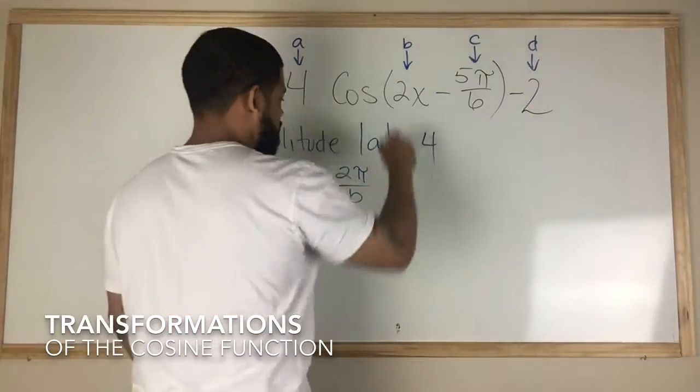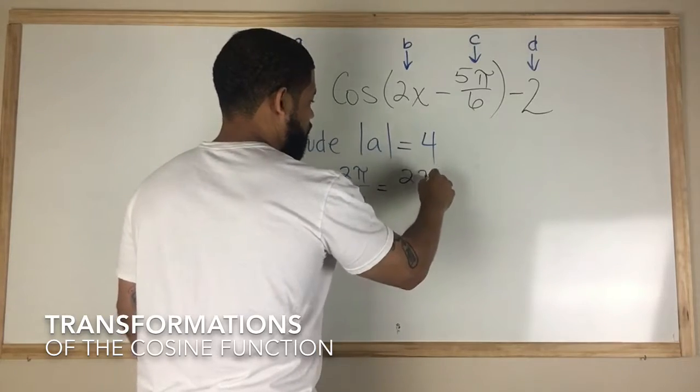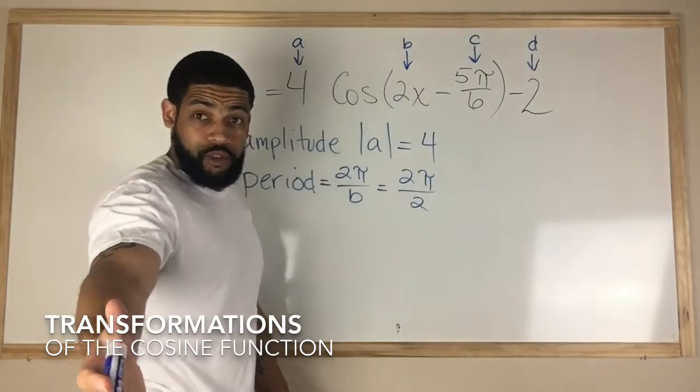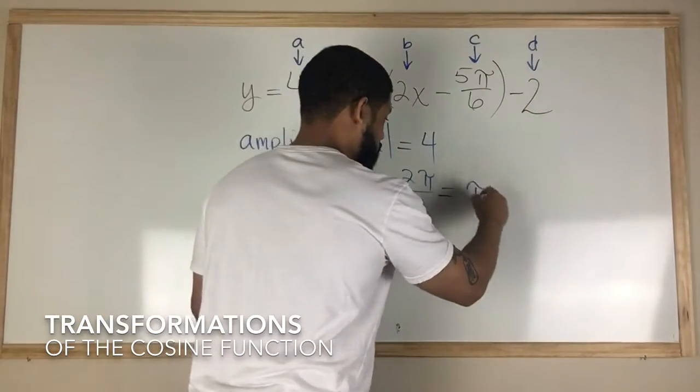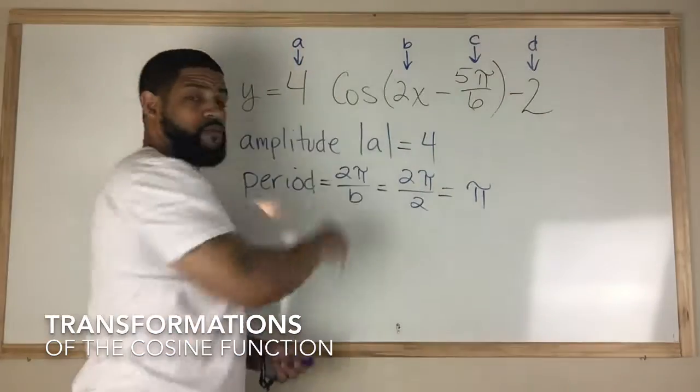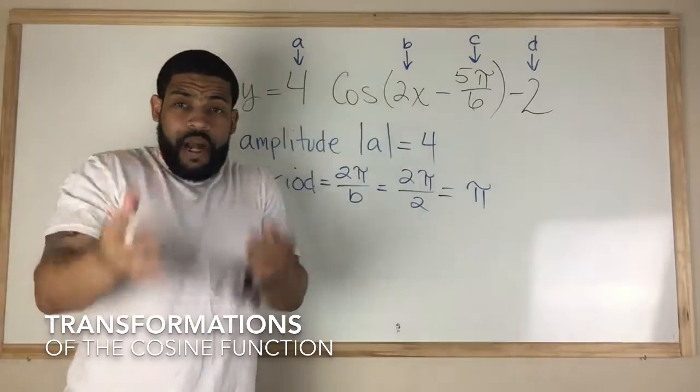In this case we have 2 pi, and b is 2. So if I have 2 pi over 2, then I'm just left with pi. So the period is pi. This goes through a full wavelength in pi units.